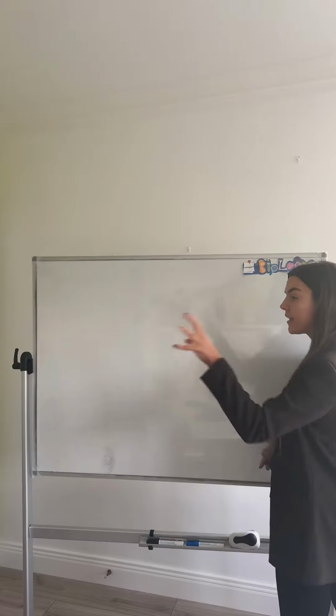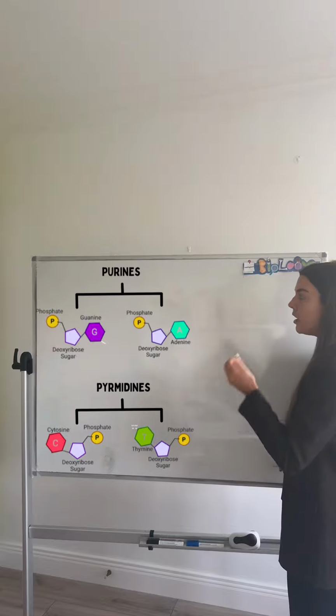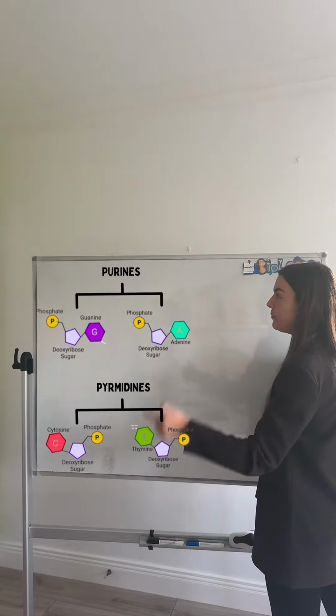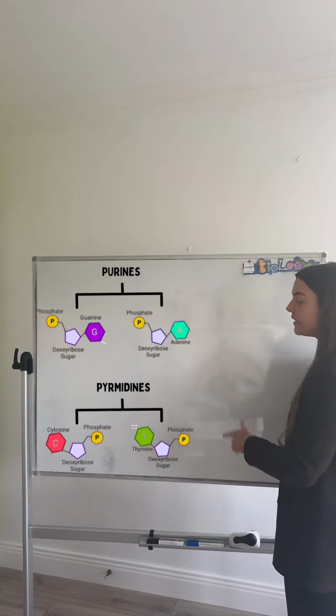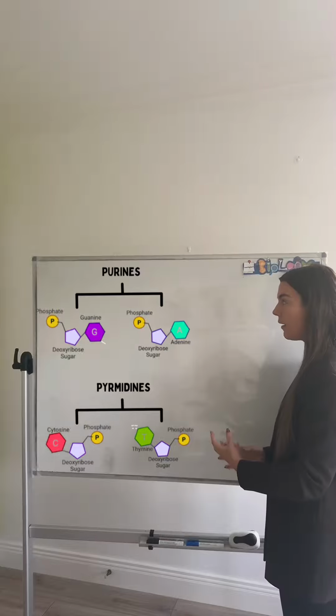Now these bases are grouped. We have purines and we have pyrimidines. Purines, adenine and guanine, pyrimidines, thymine and cytosine. And I always remember the pyrimidines have a Y, thymine and cytosine have a Y.